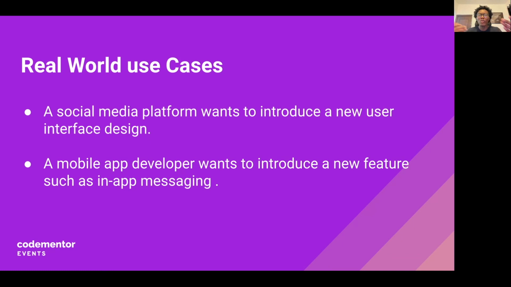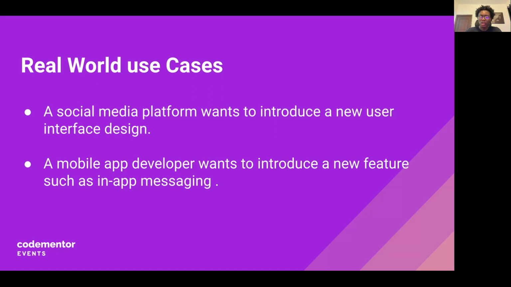Now, what's a real world use case of scaling with feature flag? Let's take the first example. You have a social media platform and you want to introduce a new user interface design. Now, with feature flag, you can decide that, okay, I have two different designs. I really want to know which design my users would love more. Now, you have a total of 10,000 users.